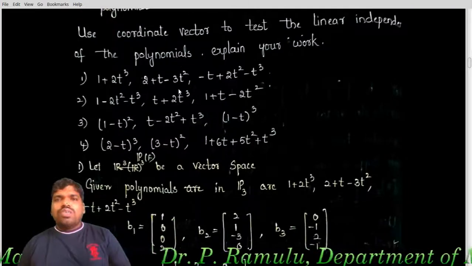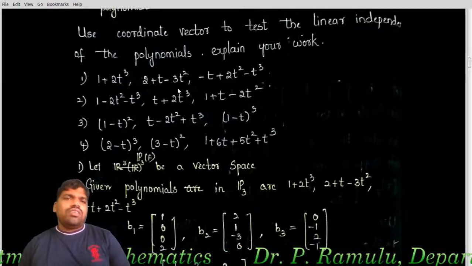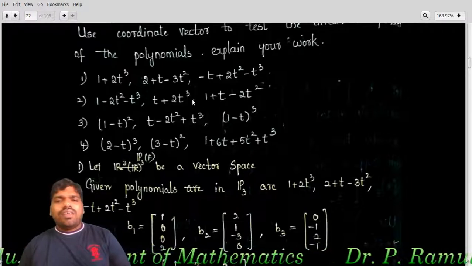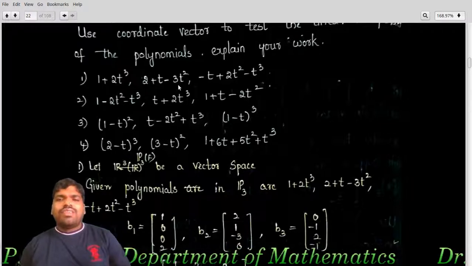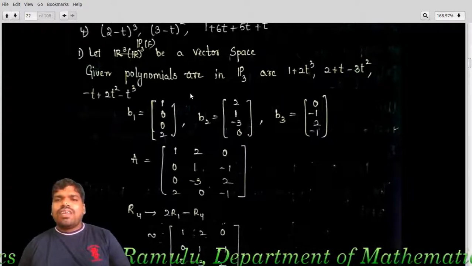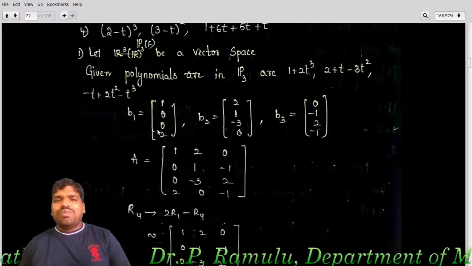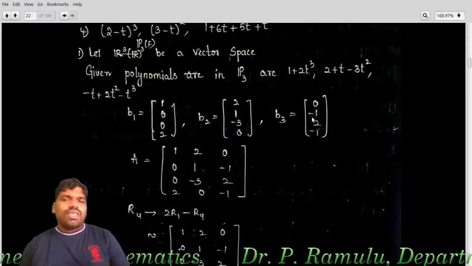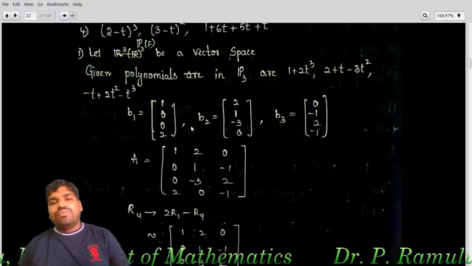Use coordinate vectors to test the linear dependence of polynomials. Explain your part. Here 1 plus 2t square, same problem, which we already solved. Again I am explaining it simply. The given polynomials are 1 plus 2t square plus 2t. I write this in the form of a matrix. B1 equal to 1, 0, 0, 2. This way the polynomial is 1 plus 2t square. Here 1, there is no t term, so I write 0, and there is no t square term, so I write 0. The 2 is nothing but 2. B2 is equal to 2, 1, minus 3, 0. B3 is equal to 0, minus 1, 2, minus 1. A is equal to 1, 2, 1, 0, 0.